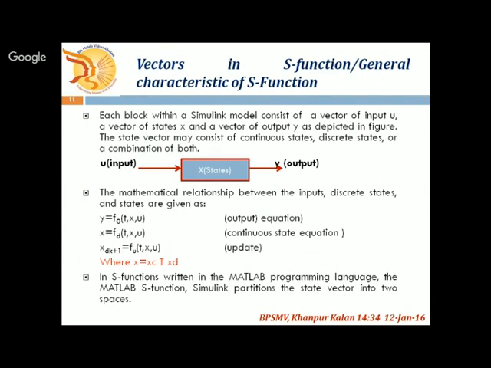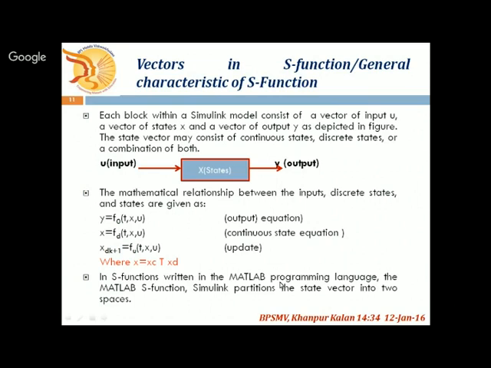Now, in order to understand this creation of S function block, you have to understand the structure of a Simulink block. And each block within a Simulink model consists of a vector of input U, a vector of states, and a vector of output Y. The state variable may consist of continuous state, discrete state, or a combination of both, hybrid system. They are both states. The mathematical relationship between the input, discrete state, and states are given as, for output equation, this, continuous state equation, this, discrete state equation, this.